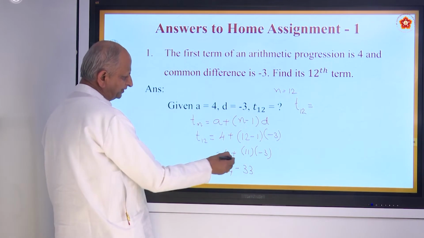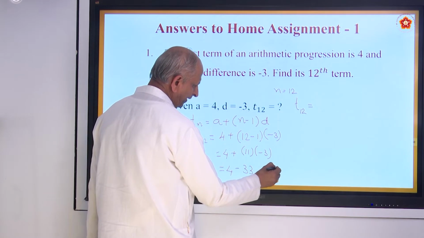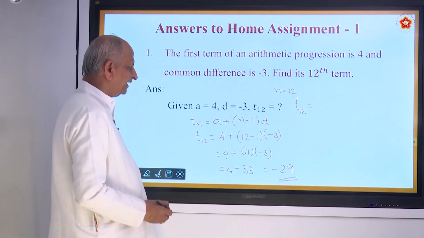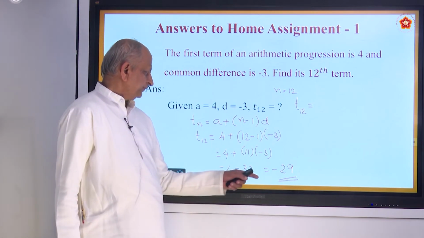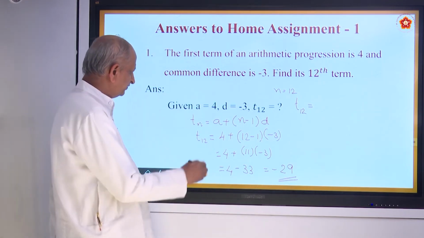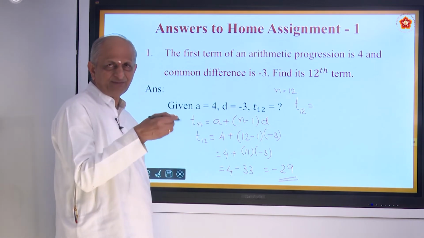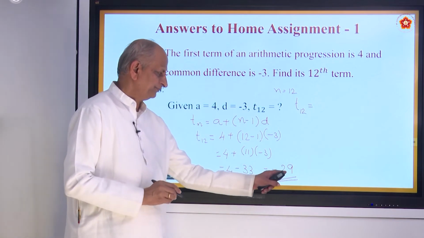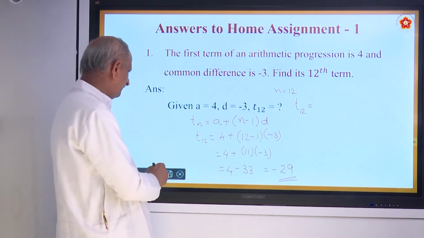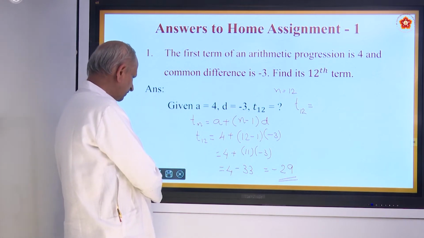Is it not? So minus 3 and plus 4, if you add it, it will be equal to minus 29. So the 12th term will be minus 29. Okay. So you can check if you want. Start with 4. Go on subtracting 3 up to 12 terms. Check whether it is right or not. Okay. So that is the first problem. Taken down. Okay. We'll pass on to the second problem.